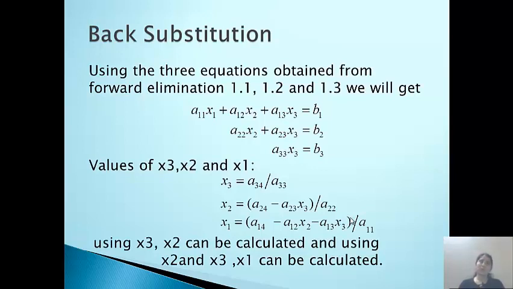Hence, using Gauss elimination, we can solve for n values of x.